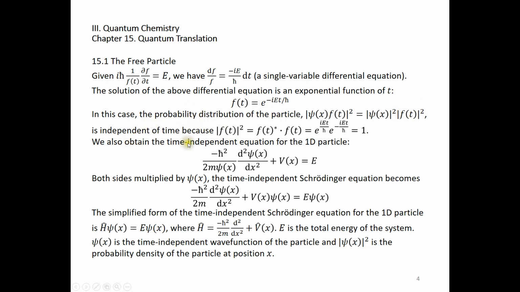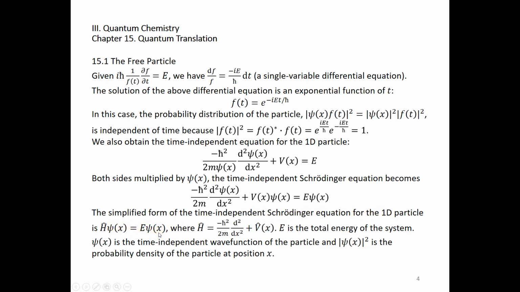So now we have this time independent equation for the 1D particle over here. Both sides are multiplied by psi of x. This time independent Schrodinger equation becomes the kinetic energy operator, negative h bar squared over 2m d squared over dx squared applied to psi, plus the potential energy applied to psi, is equal to E psi. The simplified form of the time independent Schrodinger equation for the 1D particle is simply H psi equals E psi.